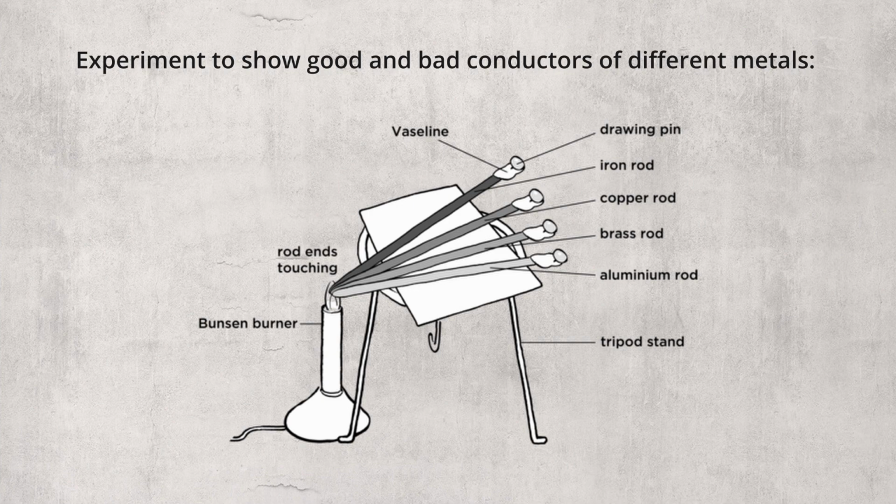When the heat source is turned on, the heat will start to conduct, and the better conductor, like copper in this case, will first let the Vaseline melt and drop the drawing pin. From this experiment, we will see that some metals are better conductors than other metals.